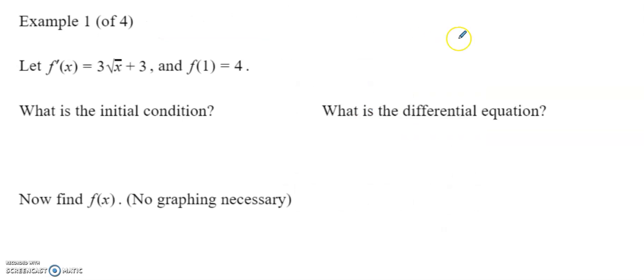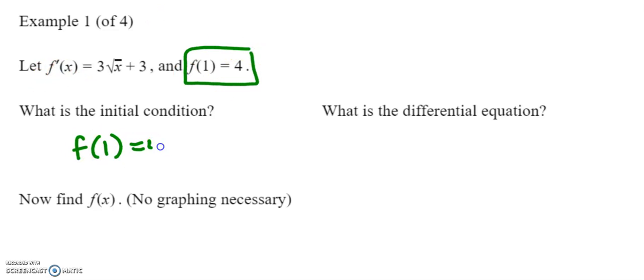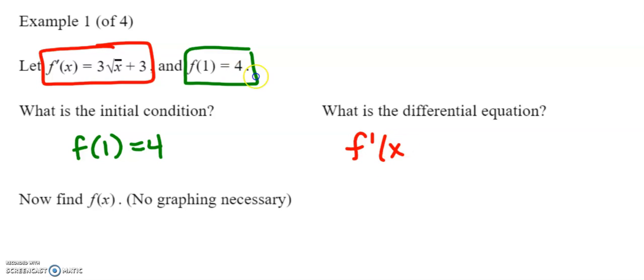All right, example 1 of 4. We have f prime is 3 square root of x plus 3, and f of 1 is equal to 4. So our initial condition, our given information, is that f of 1 is equal to 4. Our differential equation, the part that has a derivative in it, is that f prime of x is equal to 3 square root of x plus 3.